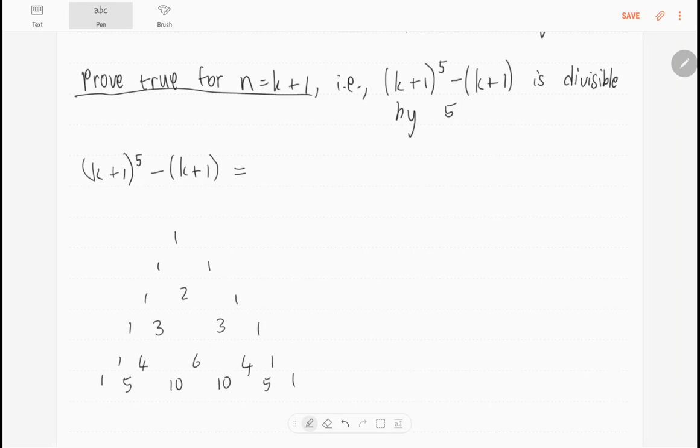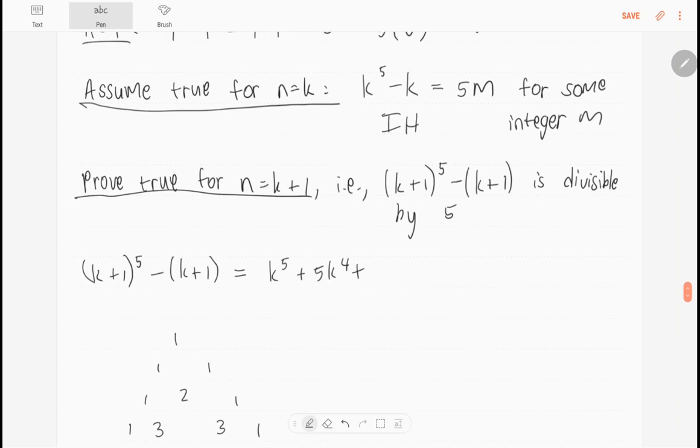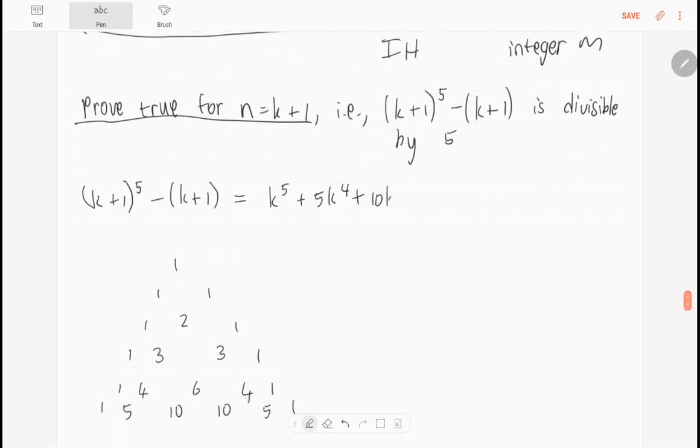So when I expand my first bracket, I'm going to get k to the 5 plus 5k to the 4 plus 10k to the 3 plus 10k squared plus 5k plus 1. And then I still have my minus k plus 1. So it's going to be minus k minus 1.